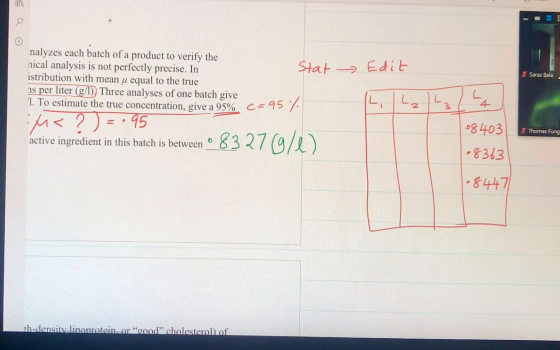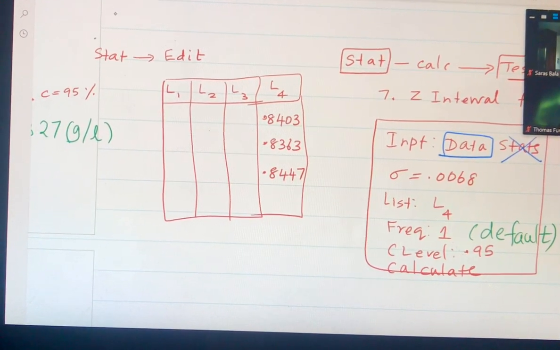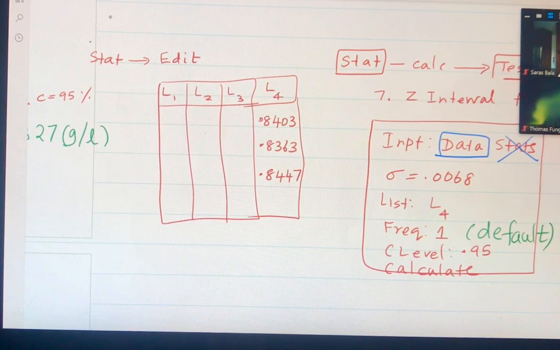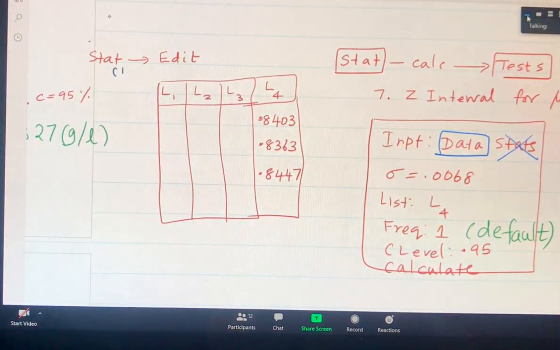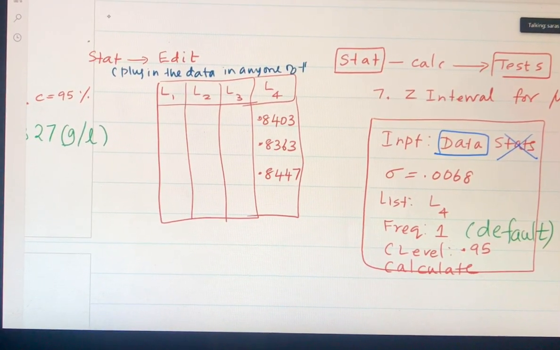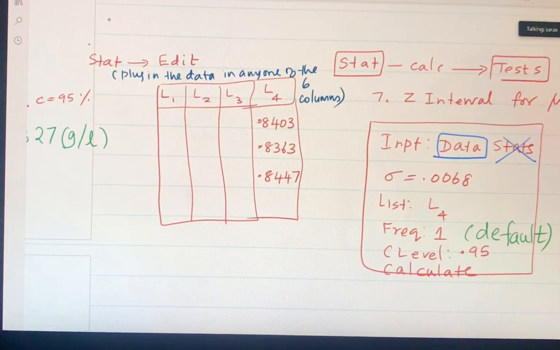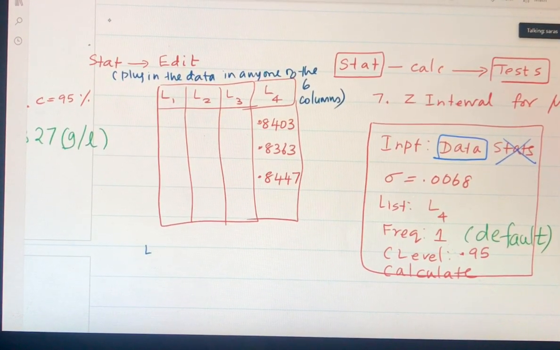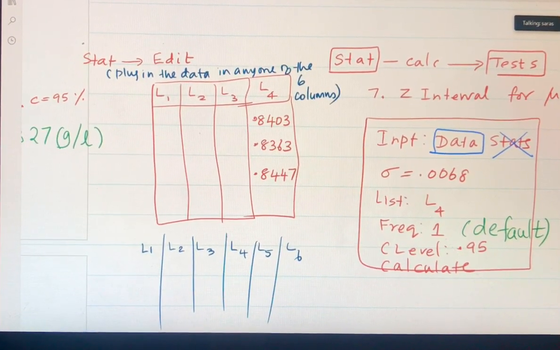So now this is how we are going to do it with your TI. When the data is given, I want you to go to STAT and then move on to Edit. You are going to plug in the data in any one of the columns. Whichever column is available, because you are given L1, L2, L3, L4, L5, L6, right? There are 6 columns in your TI. So plug in your data in any one of the 6 columns.